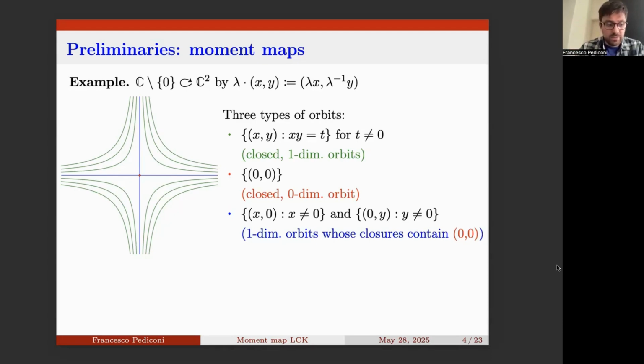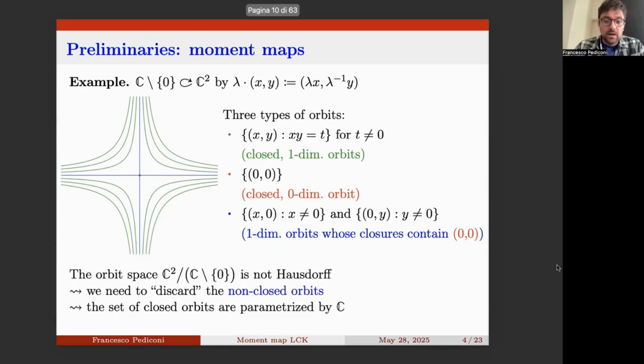Again, this is a closed orbit, and it is zero-dimensional. Then you also have the other two orbits, which are the two axes in blue without the origin. And these are, again, one-dimensional, but they are not closed. And in particular, the closure contains the red orbit.